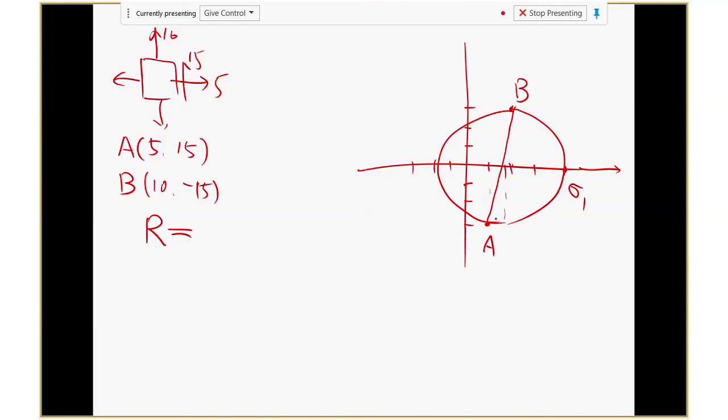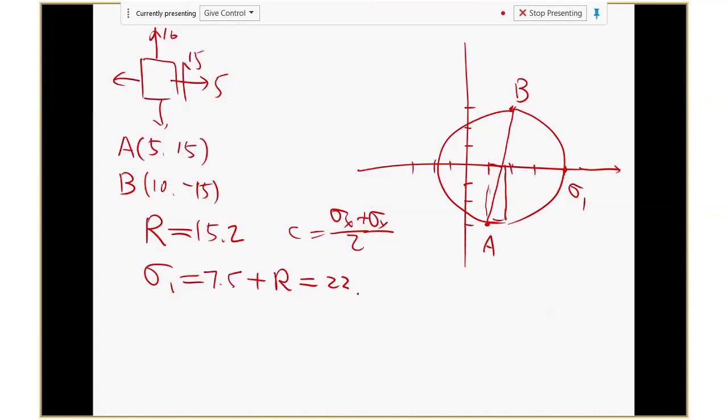Basically, you get this circle, this triangle, right? This side is 15. This side is 2.5. So the R value equals 15.2. R doesn't change. Now, what's sigma 1? Does the center change? No, the center doesn't change. The center is half of sigma x plus sigma y, and there's no change there. So the center is still 7.5, then plus R, so that's still 22.7. The same. So sigma 1 won't change. Sigma 2 won't change, the same. Tau maximum, the same.